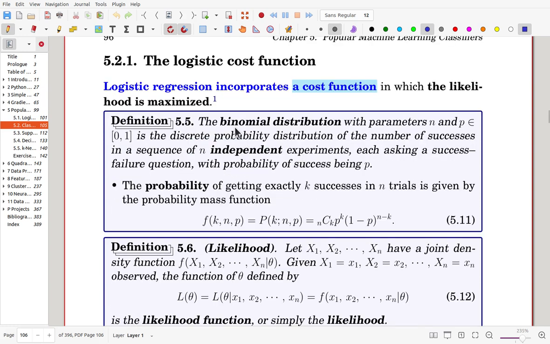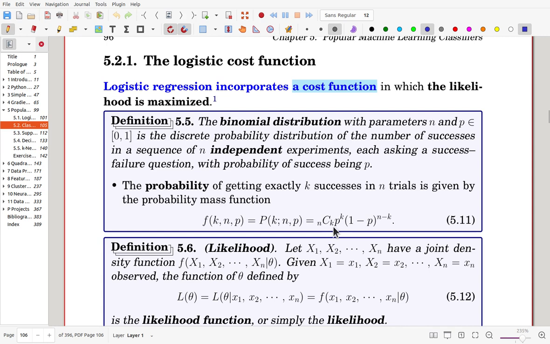The binomial distribution with parameters n and p is the discrete probability distribution of the number of successes in a sequence of n independent experiments. Each experiment is a yes/no question, success or failure. The probability of success is p. The probability of getting exactly k successes out of n trials is given by this equation.